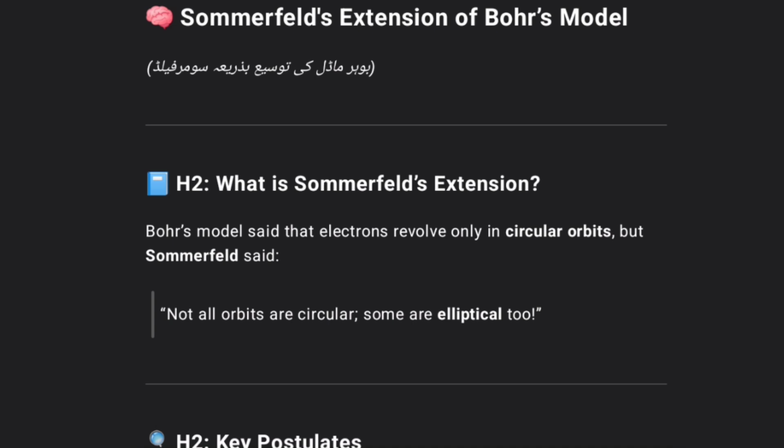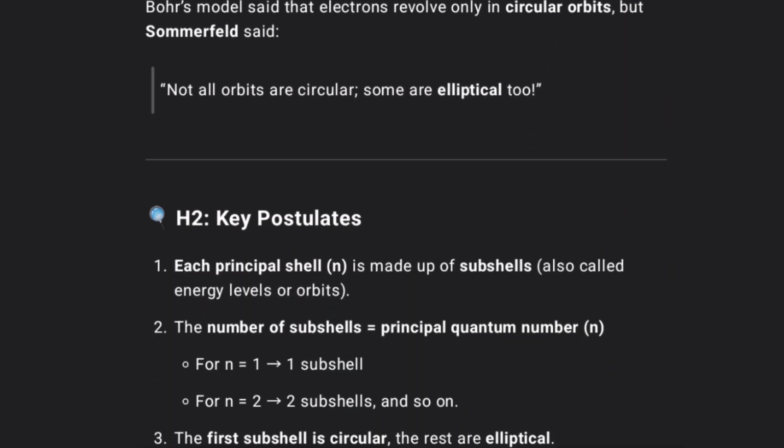Sommerfeld's extension of Bohr's model, the Bohr-Sommerfeld model. What is Sommerfeld's extension? Bohr's model said that electrons revolve only in circular orbits, but Sommerfeld said not all orbits are circular, some are elliptical too. Key postulates.